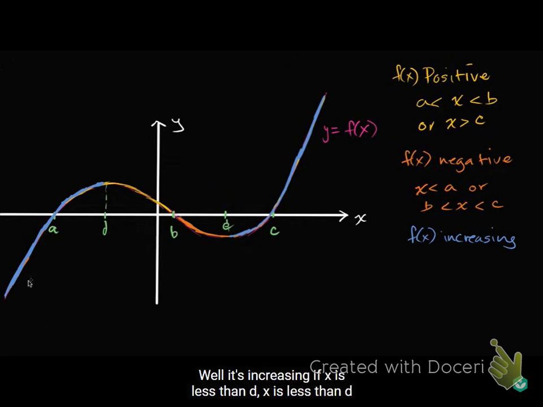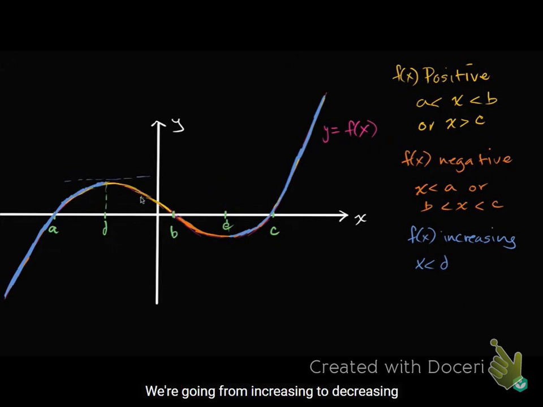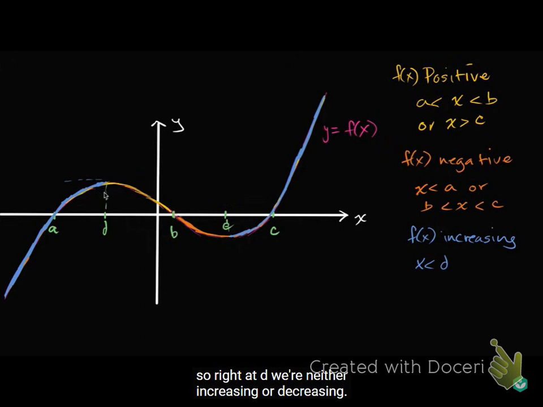Well, it's increasing if x is less than d. And I'm not going to say less than or equal to, because right at x equals d, just for that moment, the slope of the tangent line looks like it would be constant. We're going from increasing to decreasing. So right at d, we're neither increasing nor decreasing. But then we're also increasing if x is greater than e.